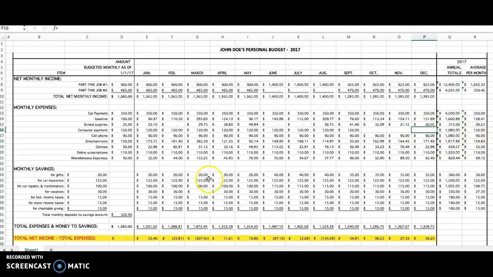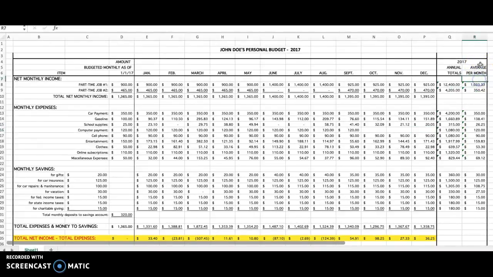Now, the next big step is this column. Way over here, average per month. This is the real benefit of having an annual budget. He now can see in every line an average. So he knows how much he averaged as far as net pay for part-time job number 1 and part-time job number 2. But even more importantly, he knows what the average of his expenses were.